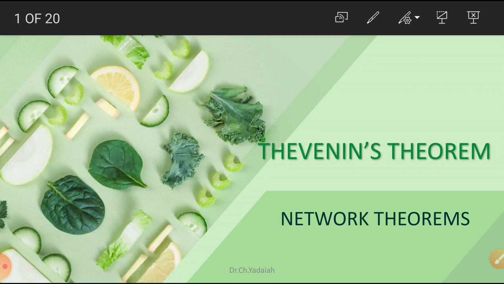Now, the explanation. We explained one circuit with R1, R2, and R3, and also we have done some numerical problems. I think you have understood what Thevenin's theorem means and how it can help to solve complex electrical networks.